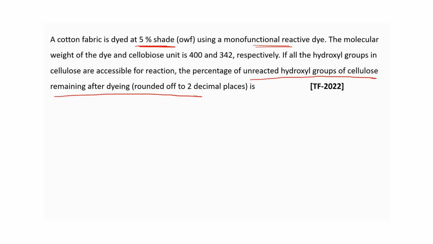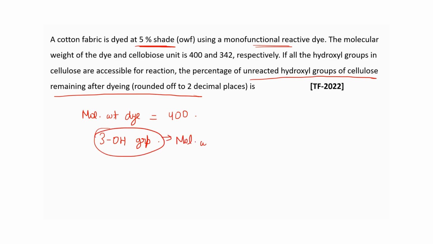So the molecular weight of the dye is given as 400, and the number of hydroxyl groups in the cellulose unit is 3 OH groups. So the molecular weight of 3 OH groups: OH is 16 plus 1 hydrogen, which is 17. So 3 into 17 is 51.